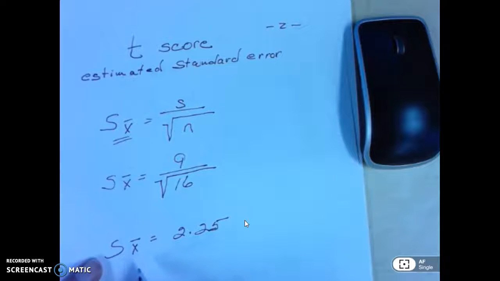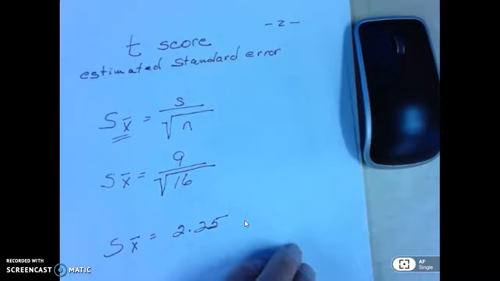and we have the estimated standard error of 2.25. So I know this is two operations that are in there. We find the standard deviation of the sample, and then we do the T-score estimated standard error.